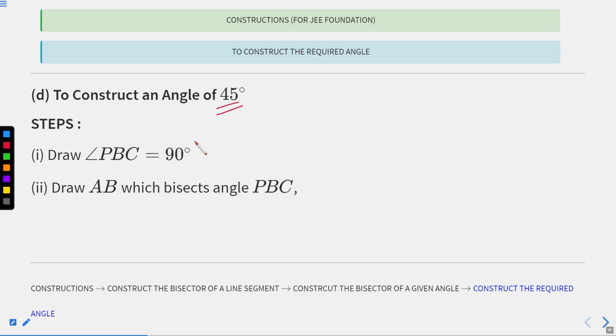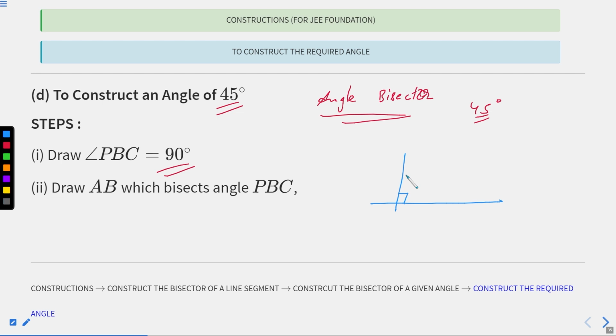Now, how will we construct a 45 degree angle? Quite easy. We will use the angle bisector for it. So what angle are we going to bisect? The 90 degree angle, because bisecting the 90 degree angle will give me two equal angles of 45 and 45. So just repeat the previous steps to get the 90 degree angle. Suppose we get our 90 degree angle here.